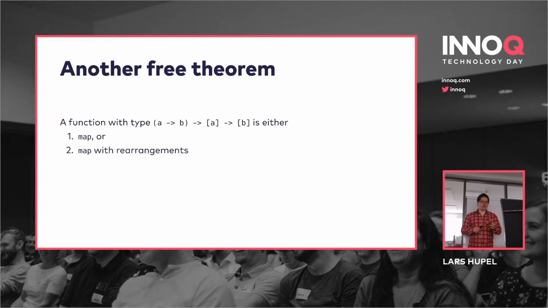And let's look at another free theorem. If you have a function that has the type of map for list, so A to B, list of A, list of B, we can prove that this function is either map, so it could just literally be the map function, or it's the map function and then we apply some rearrangement. So for example, it could reverse the input list, or it could just always return the empty list, something like that. But the point is, every such function can be expressed as map and then the rearrangement, right? So there's no other way for a function of this type to be implemented or to behave. That's really all it can do.